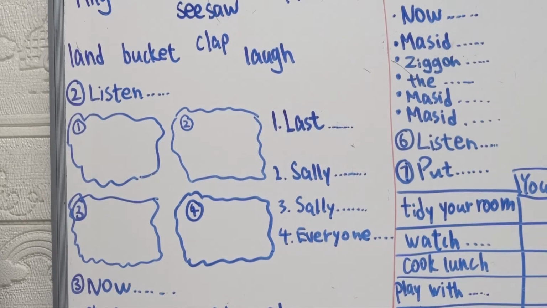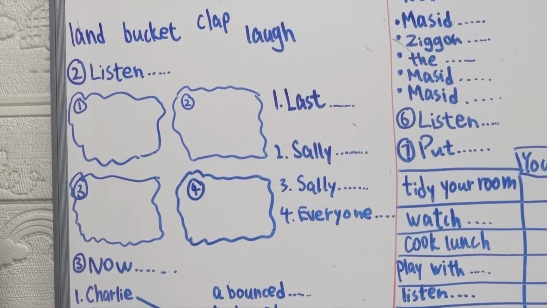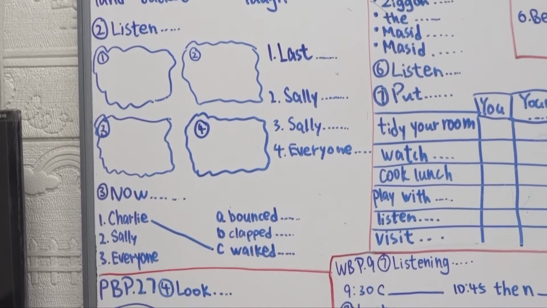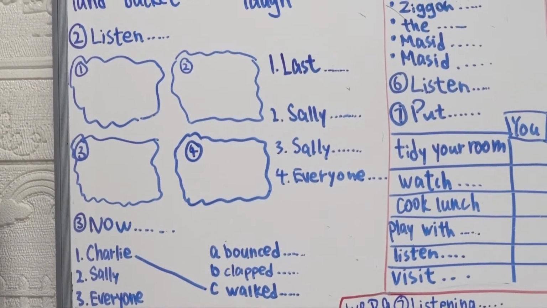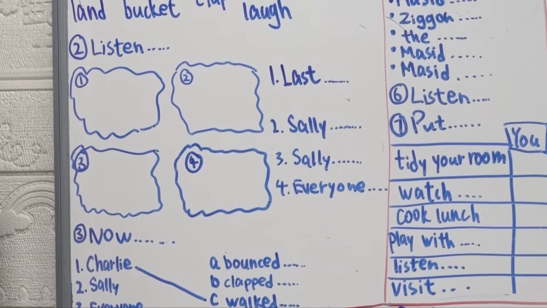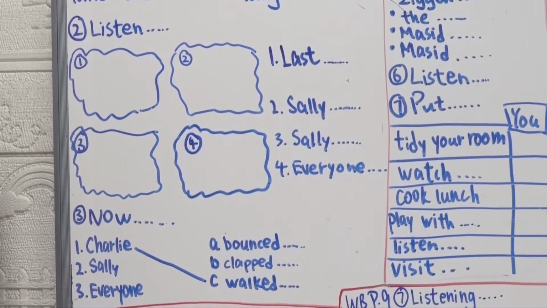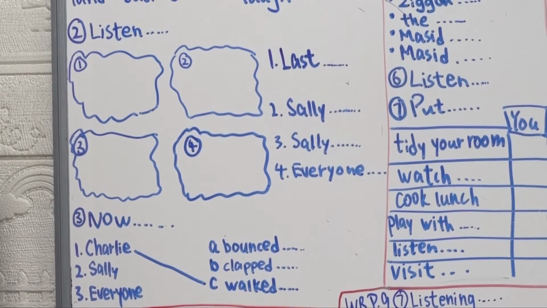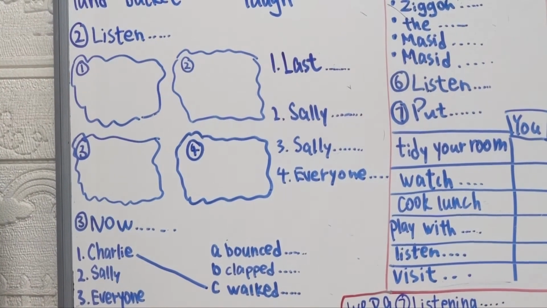3. Sally walked to the end of the seesaw. Then I jumped into the air. But I didn't land on Charlie's shoulders. I landed in a bucket. 4. Everyone clapped and laughed. Charlie was very happy, but I didn't laugh.